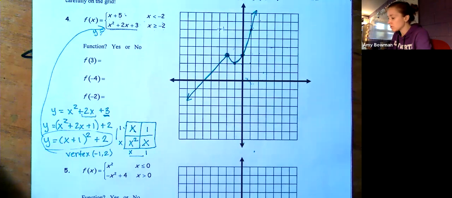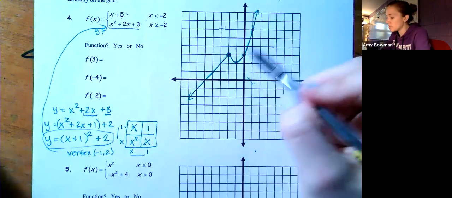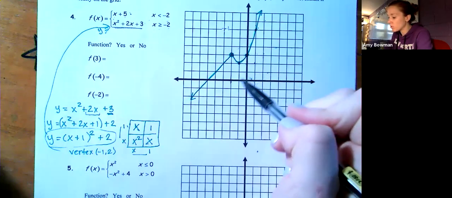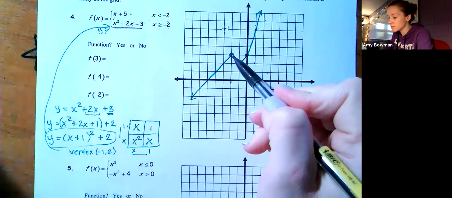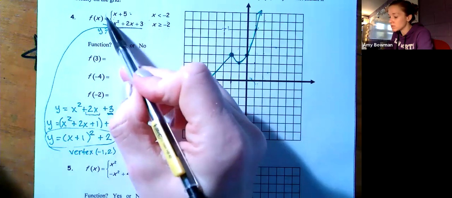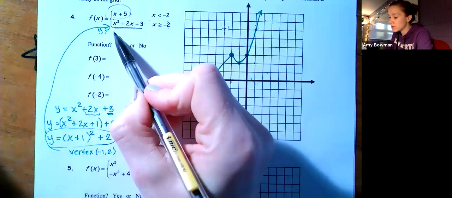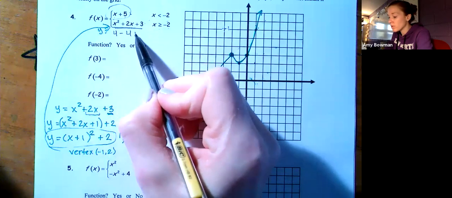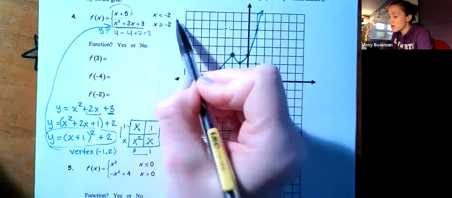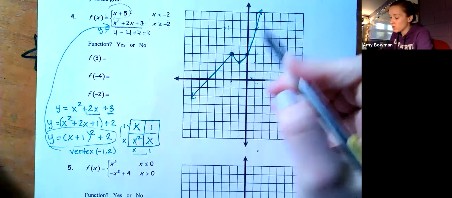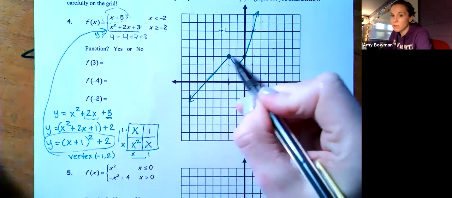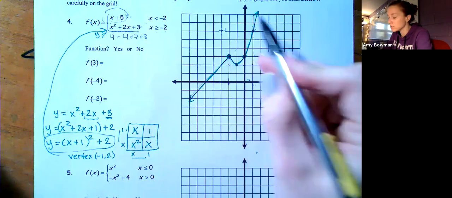And if you seem unsure of this value here at -2, you would just plug it in and make sure both of those have an output of +3. So -2 here is 3. -2 plugged in here would be 4 minus 4 plus 3, which is also 3. So these both have the same output for -2, which means it doesn't jump anywhere. It just starts where it left off and then continues.